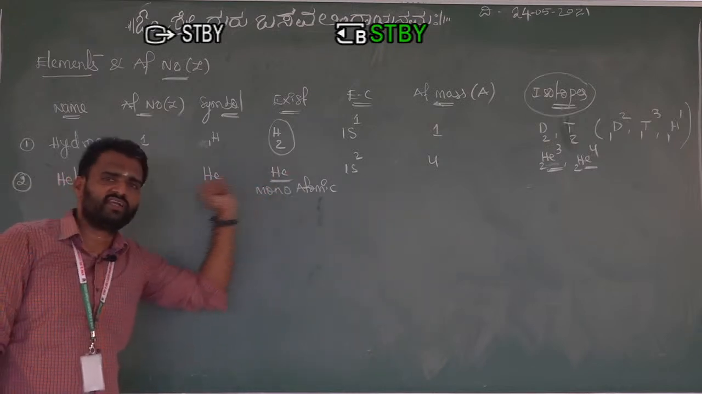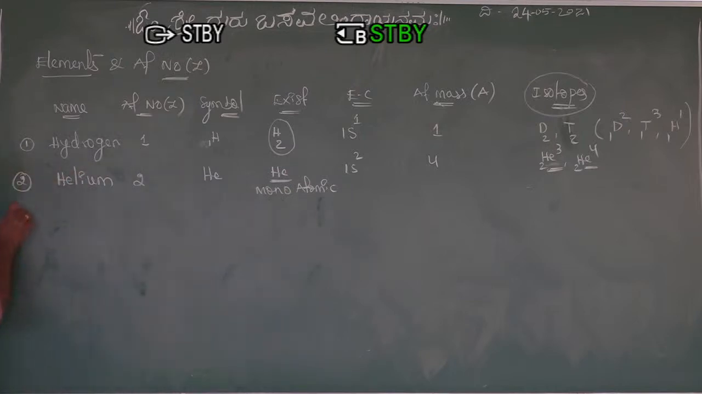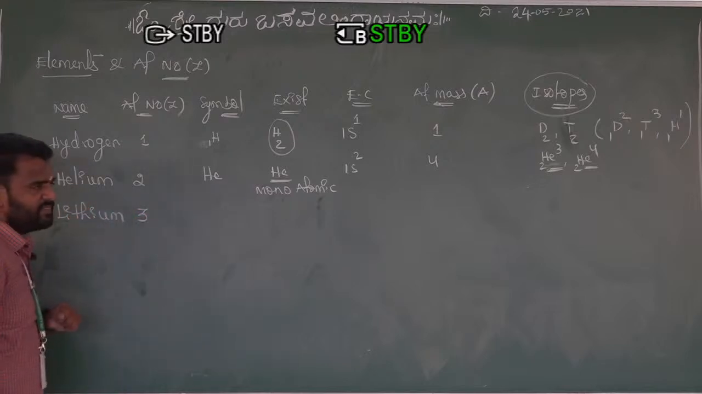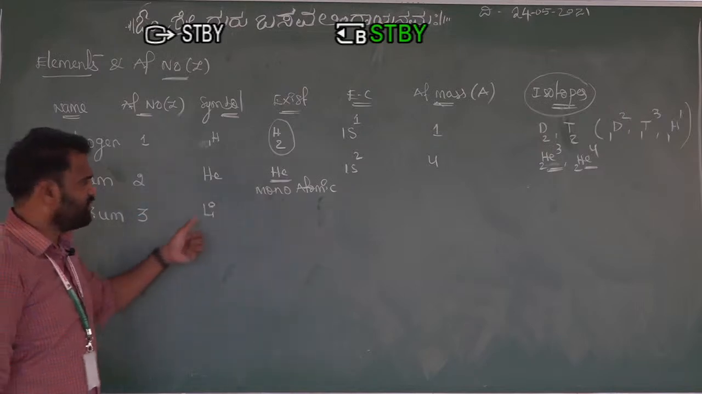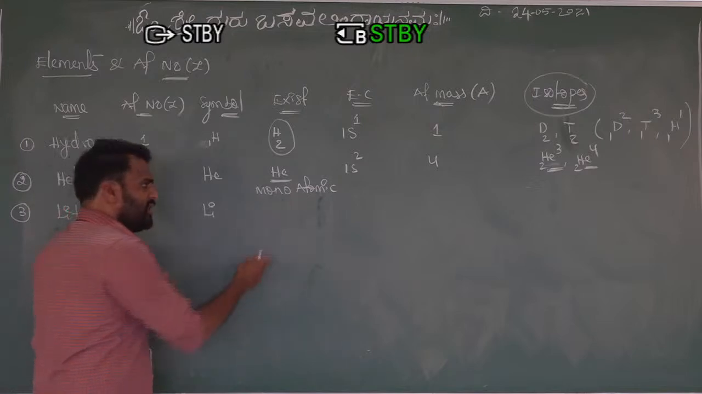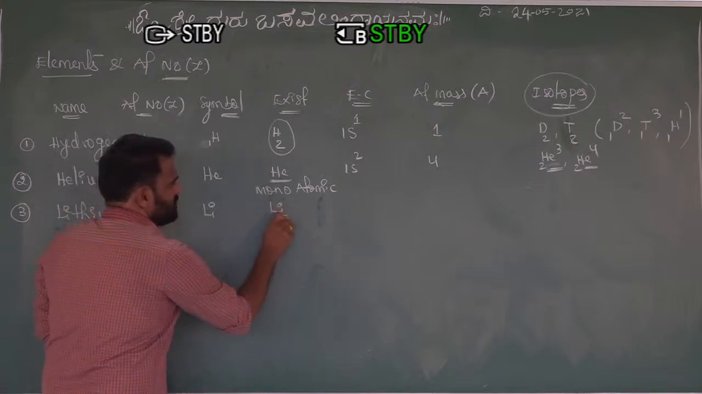This is the second element. Next, the third one is lithium. Lithium is the third element. Its atomic number is 3, and the symbol of lithium is Li.